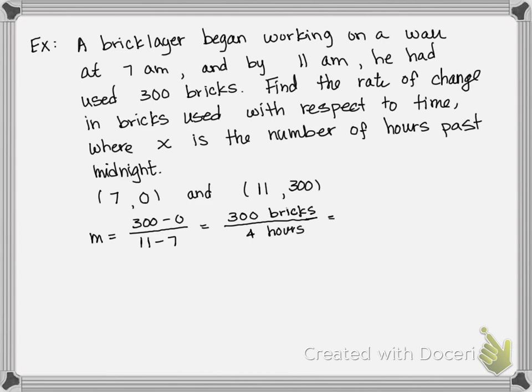We start with the numerical part. 300 divided by 4 is 75. And then our units are just the units on the top, the word per, and then the units on the bottom. So bricks per hour.